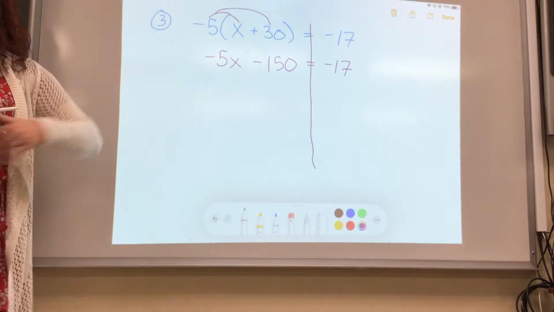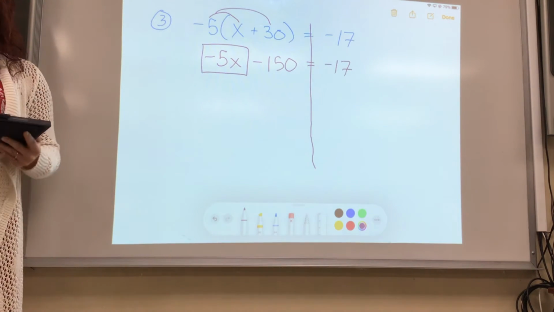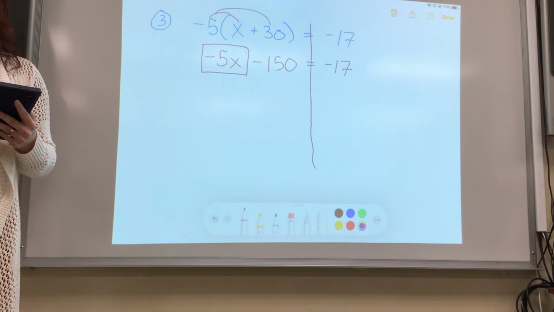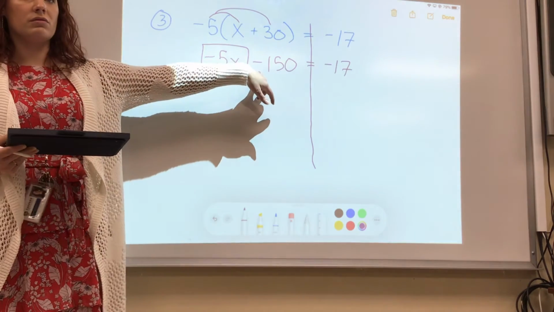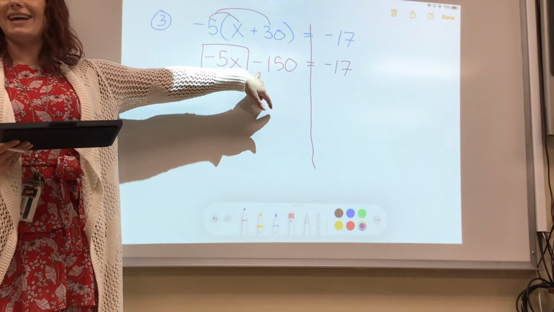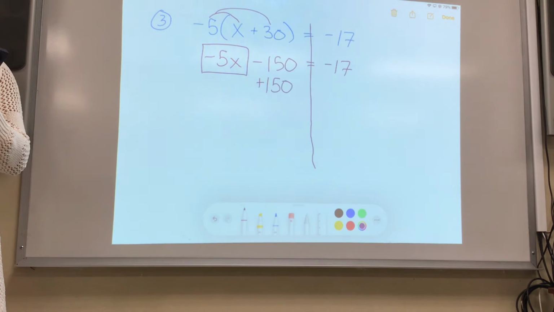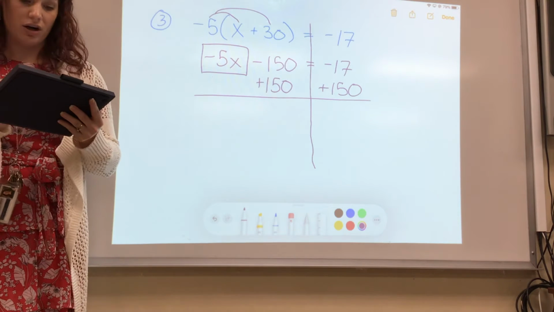Once you get to this step, now it's solving a two-step equation. So I want to get the negative 5x by itself. How do I do that? It's already subtraction, so we need to add 150 to both sides. Subtract, add, those are inverses, so I can cross that out.